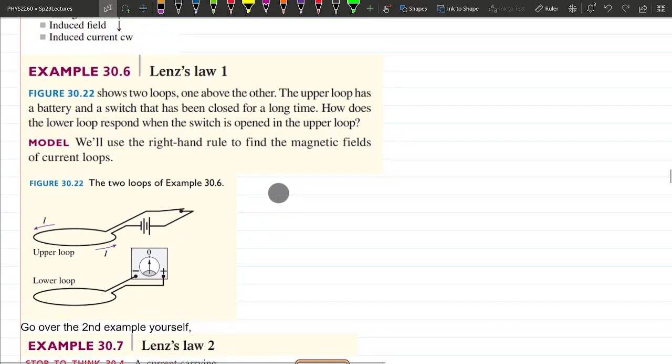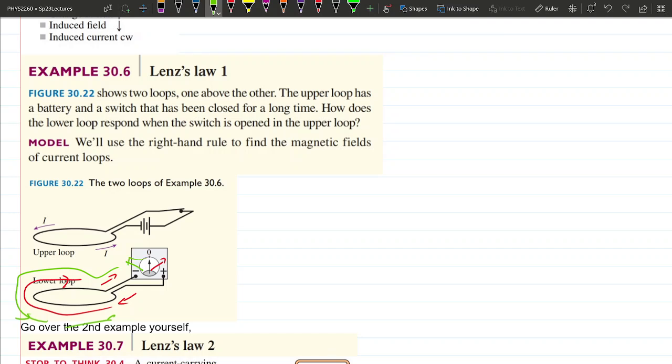So let's do a quick example of Lenz's law. It's a pretty good concept problem. Down here we have two loops next to each other where one is powered by a battery. On the lower loop, we're going to measure whether or not we get a positive current, meaning if current flows in this direction, the meter is going to swing positive. If the current is flowing the other direction, it's going to swing negative.